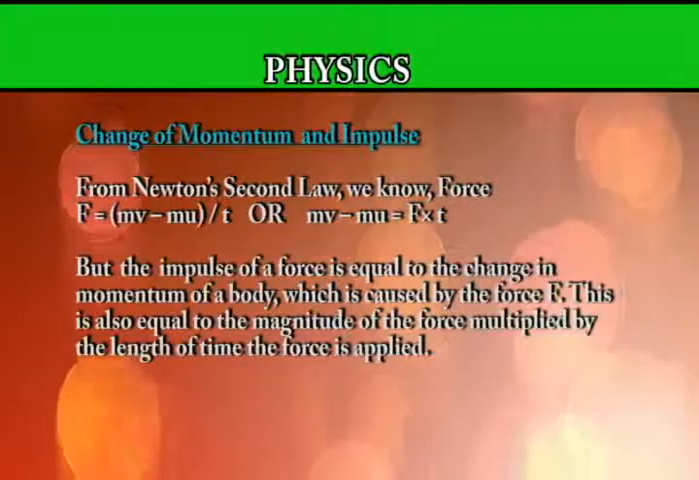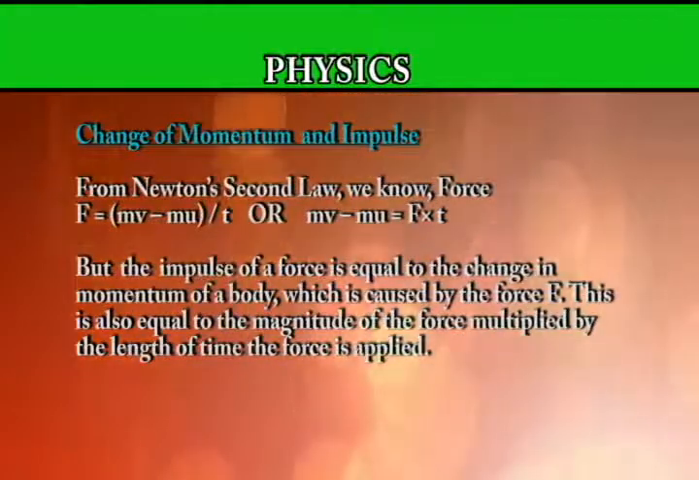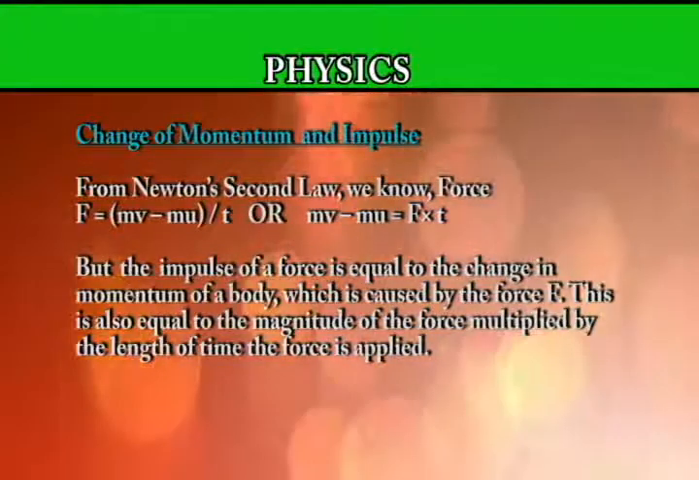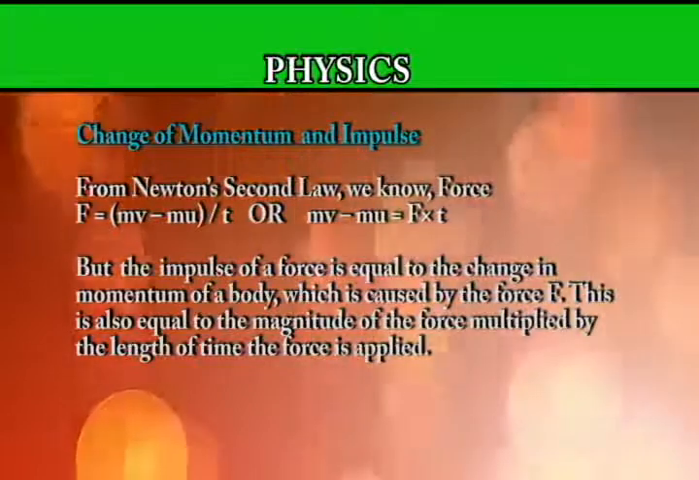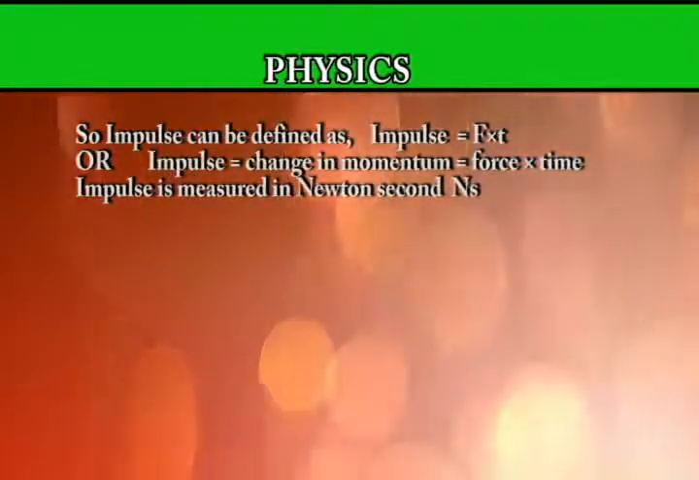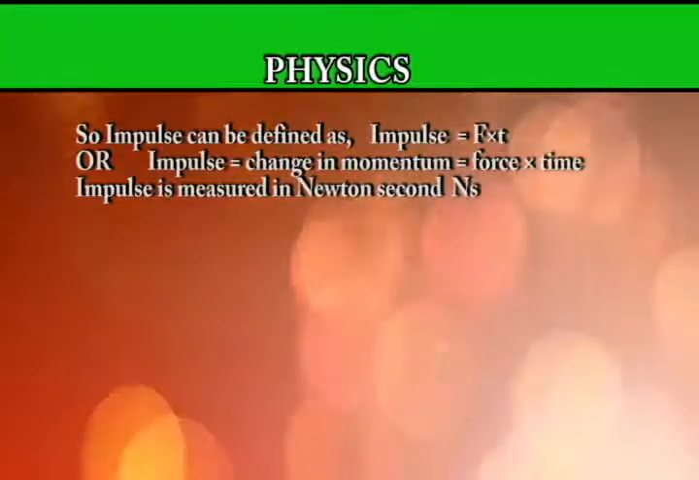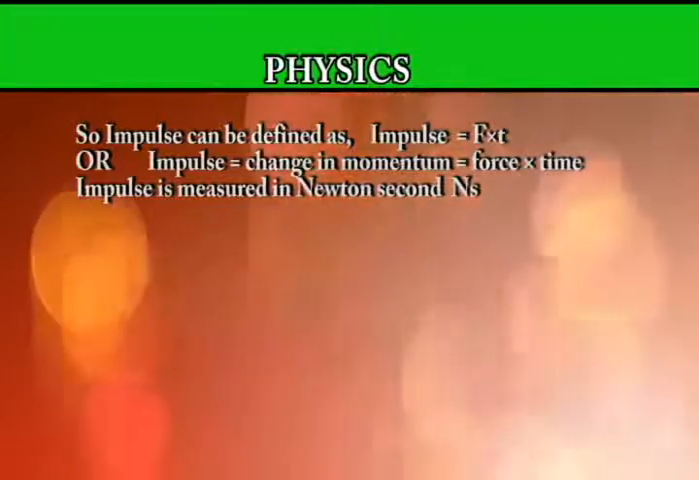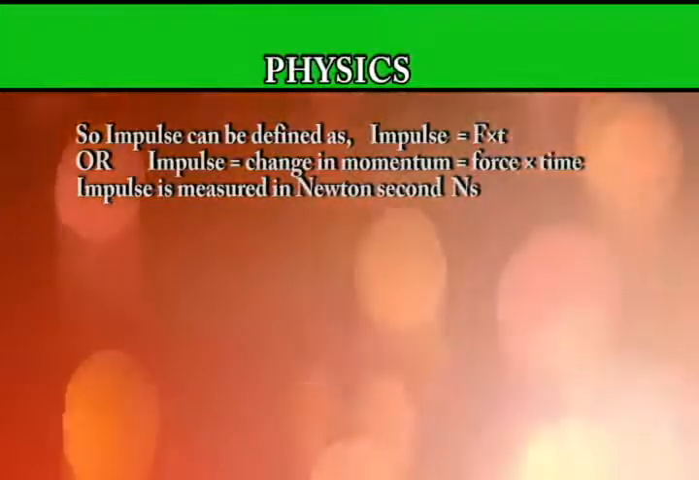But the impulse of a force is equal to the change in momentum of a body, which is caused by the force F. This is also equal to the magnitude of the force multiplied by the length of time the force is applied. So, impulse can be defined as impulse equals F times t, or impulse equals change in momentum equals force times time. Impulse is measured in newton-seconds, or Ns.